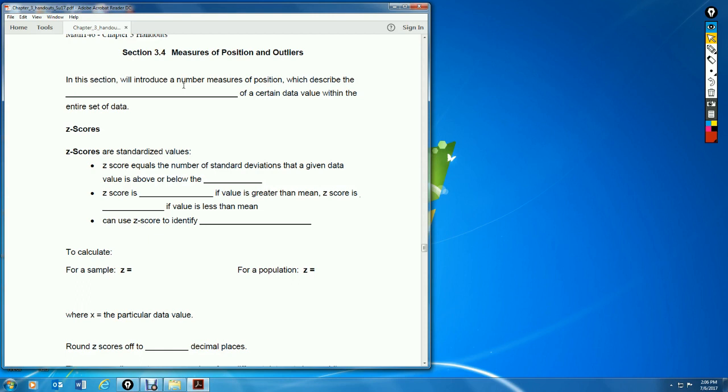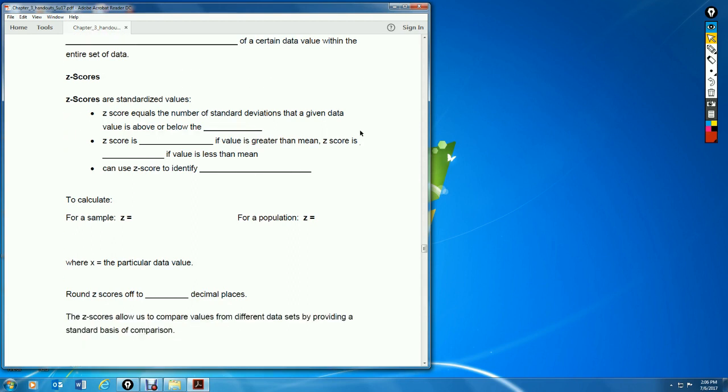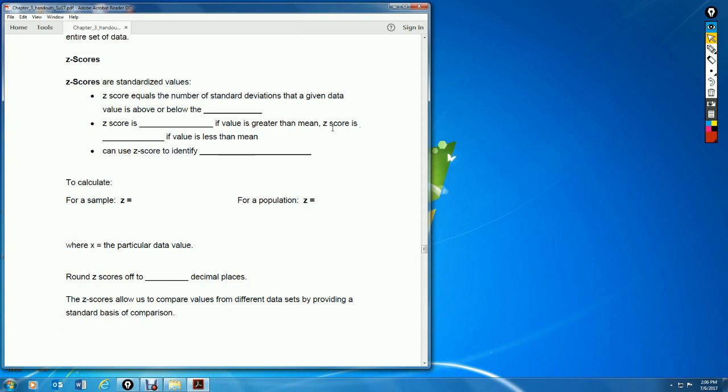Is it right in the middle with the rest of the herd? Is it a fairly typical data value? Or is it out on the edges, very low or very high, one of the potentially extreme values? So one thing that we use to evaluate this is called z-scores. So z-scores are just standardized values.